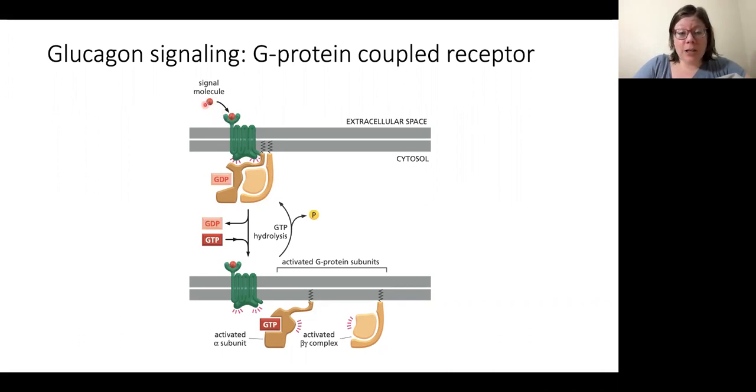When whatever signaling molecule binds to this receptor, that causes the exchange of GDP for GTP. And when GTP is bound, then the G protein becomes activated. The alpha and beta-gamma subunits of the G protein can go on to have other cellular activities. We're going to talk about what some of those activities are. Importantly, the G proteins can be inactivated by GTP hydrolysis. This can be something that happens just naturally over time, the hydrolysis of GTP to GDP, or it can be something that can be enhanced or influenced by drugs or other proteins in the cell.